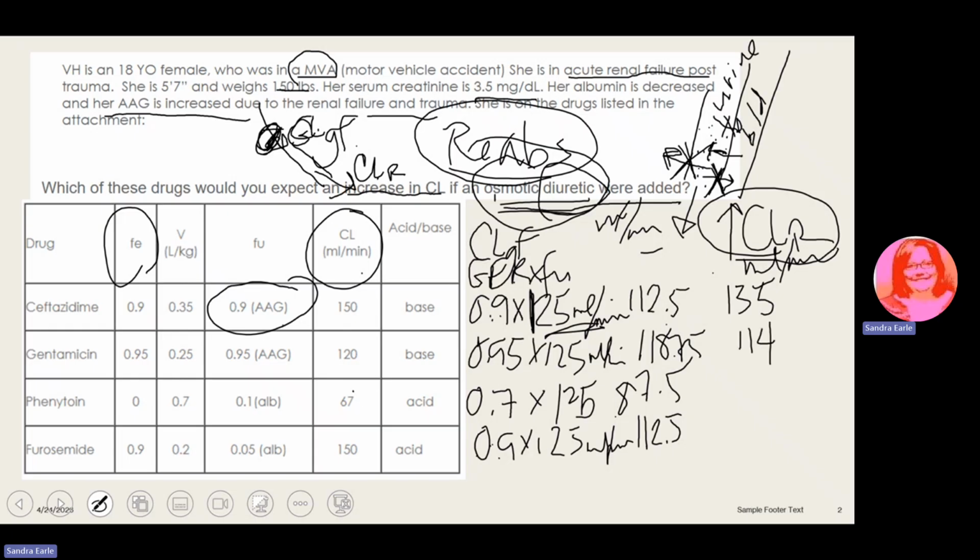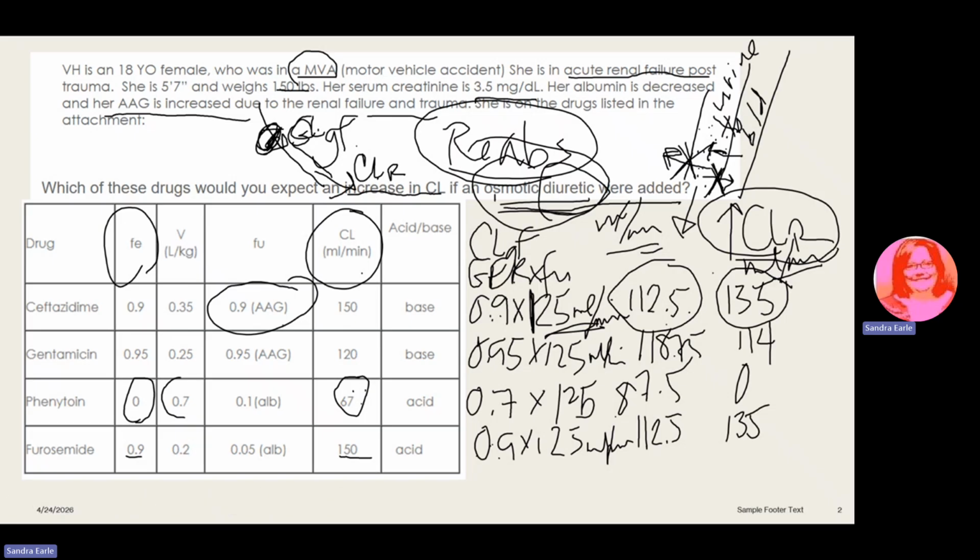And then this is going to be 67 times 0. So this is going to be 0. That's easy. And then 150 times 0.9 again, which is 135. Okay. So now we have to compare our glomerular filtration clearance to our renal clearance, making sure they're in the same units. They're both in mils per minute.